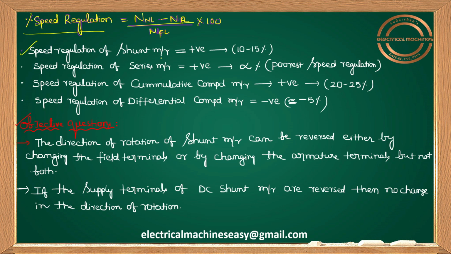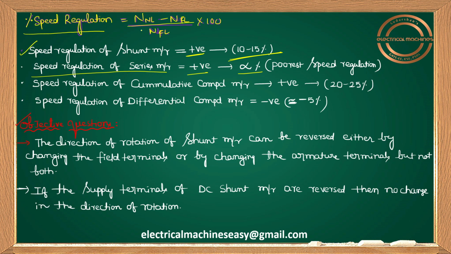you can understand clearly that from no load to full load, speed is reducing. So no load minus full load means you'll get a positive value. Its value will be around 10 to 15%. And the speed regulation of a series motor is positive, up to infinite percent.